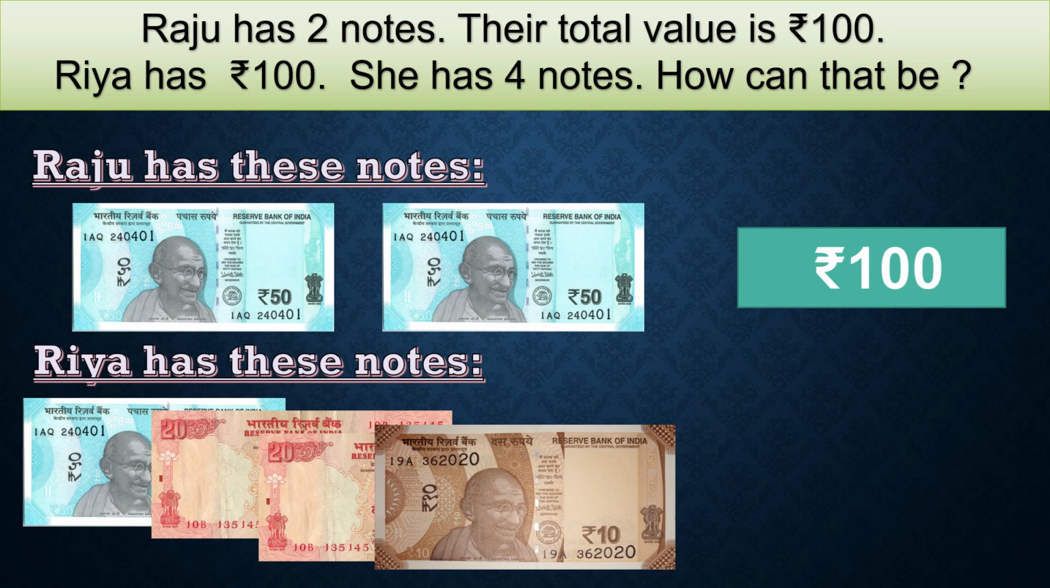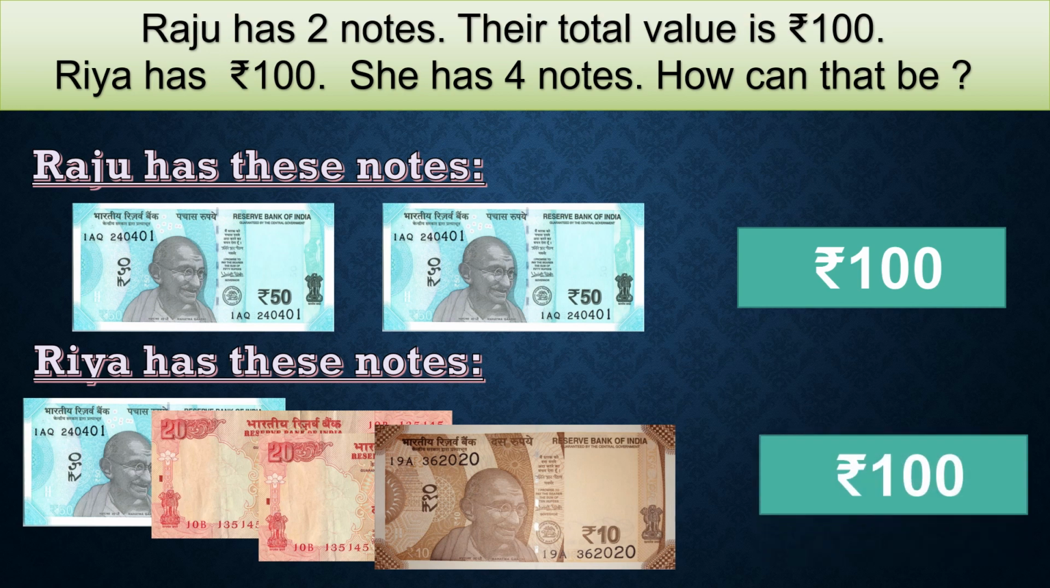50 plus 20 we get 70. 70 plus 20 is 90. 90 plus 10 is 100. So when we add all the 4 notes together, we get 100 rupees. So in this way, Riya also has 100 rupees. In this way, we see that Riya and Raju both have 100 rupees, but Raju has 2 50 rupees notes, whereas Riya has a 50 rupees note, 2 20 rupees notes and a 10 rupees note.